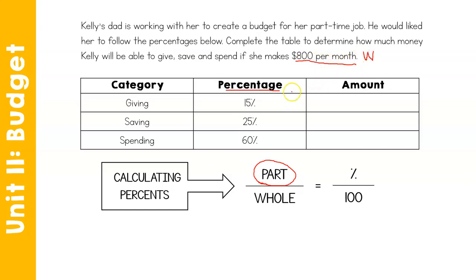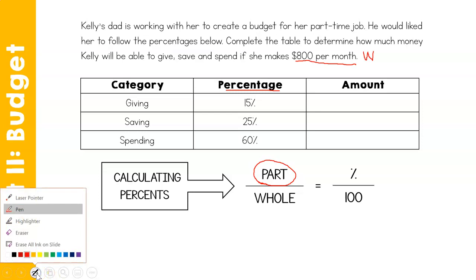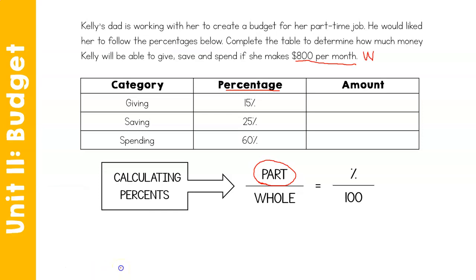I'm going to put W, okay? So we're going to use this proportion again to figure out what dollar amount of her monthly income would go to each category. So again, I'm just going to do one example. I'm going to do the giving example for you.